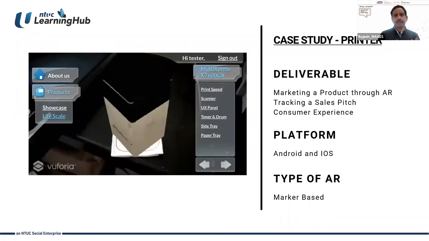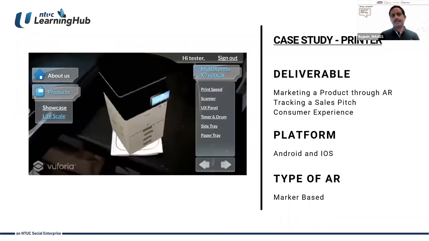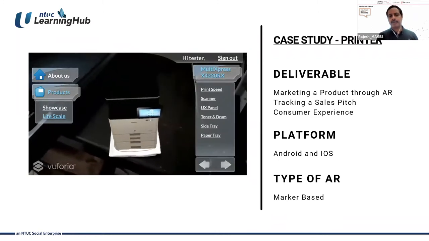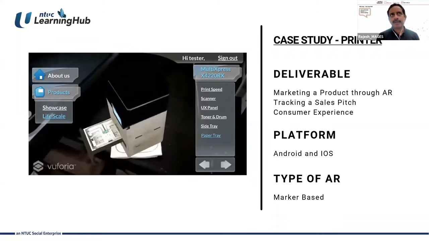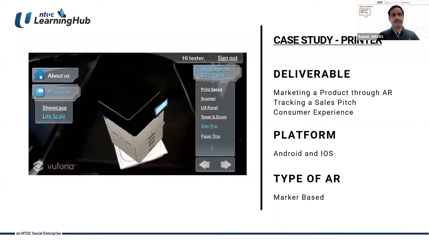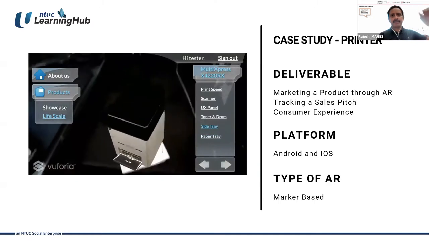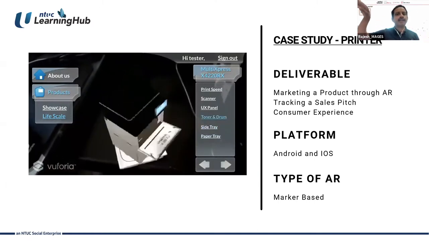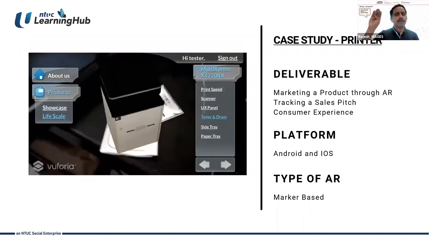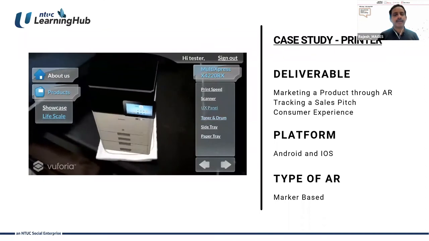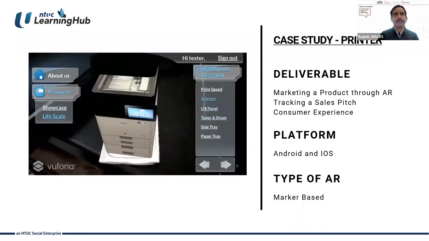So basically, think of it like an instructional manual. The marker is there, you scan the marker, and you will be able to see the printer. At the same time, you're able to see the different functionalities of that particular printer: the print speed, the scanner, where is my toner and drum located, where is my side tray located, where is my paper tray located?